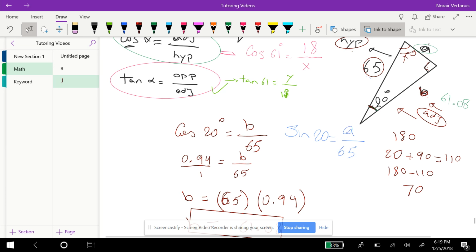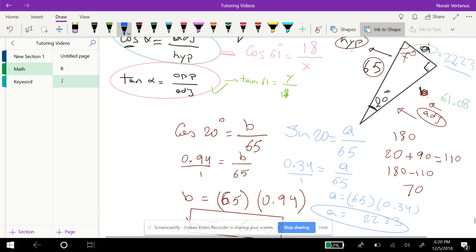Now I'm going to find sine of 20 and then cross multiply to find A. Sine of 20 degrees is equal to 0.34. 0.34 equal to A divided by 65. Put over 1 and cross multiply. 1 times A is equal to 65 times 0.34. So I'm going to multiply that by 65, and I'm going to get 22.23. That's A.